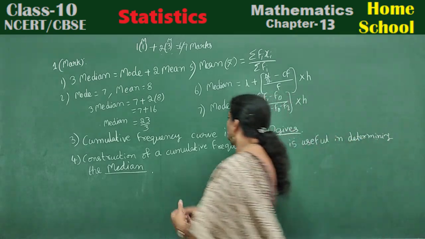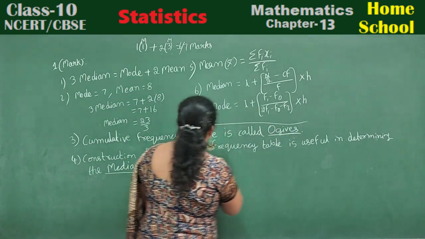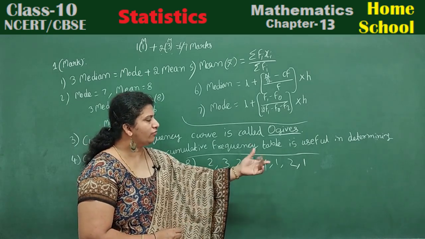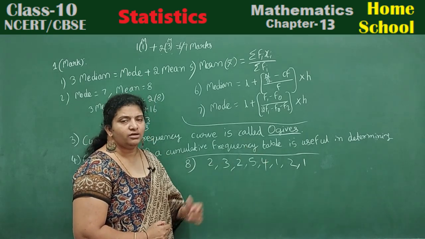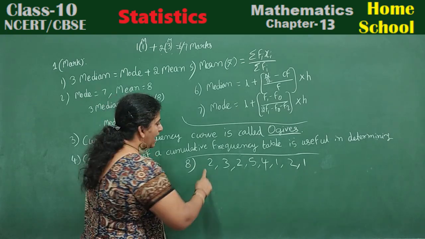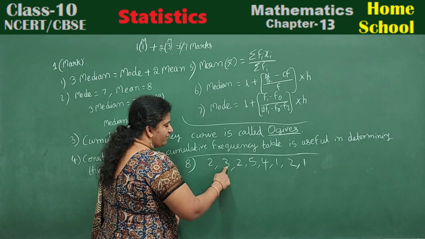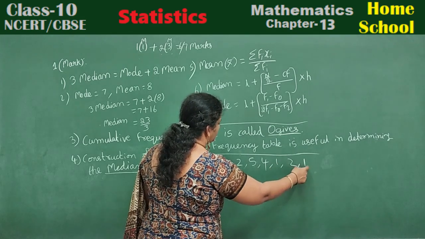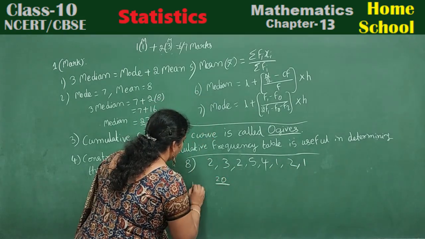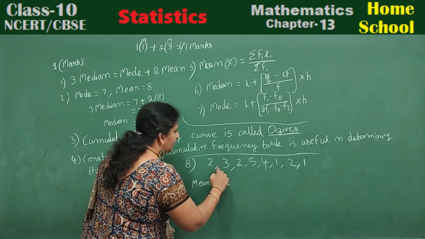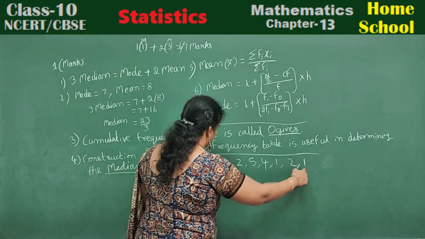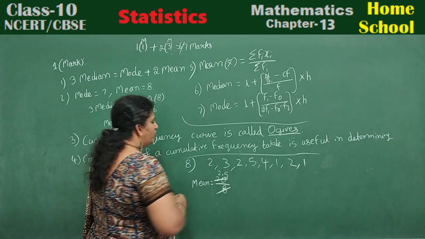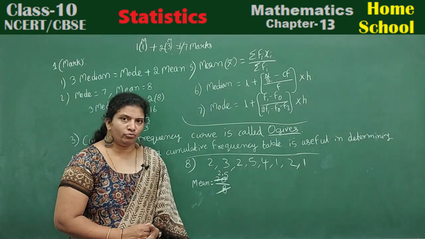And next question, 8th one. Okay, let me continue here. They'll give you a data like this: 2, 3, 2, 5, 4, 1, 2, 1. Find the mean. Mean of the data means what we need to do? Add all these. 2 plus 3, 5, 7, 12, 16, 17, 19, 20. Mean is equal to 20 by how many scores you have? 1, 2, 3, 4, 5, 6, 7, 8. That will be 20 by 8. Therefore, mean is equal to 2.5.